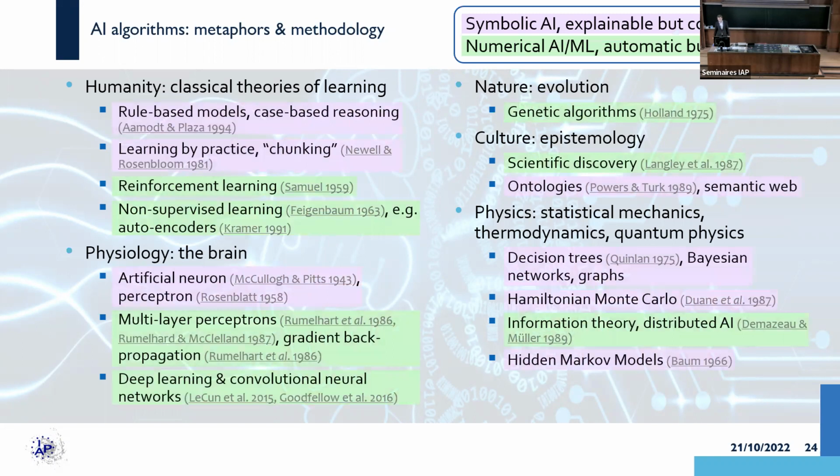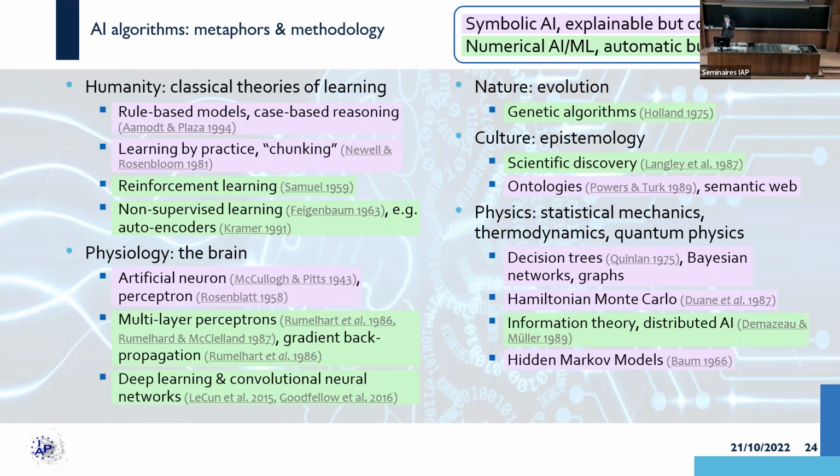Now, methodology. Essentially, you can classify these into two broad categories. First, symbolic AI, which is explainable, but typically costly. This is where you find, for instance, the rule-based methods and the learning by practice. One neuron when it's alone, but only when it's alone. Things such as ontologies, decision trees, Hamiltonian Monte Carlo, hidden Markov models. Essentially, all of this is pretty much explainable, but costly.